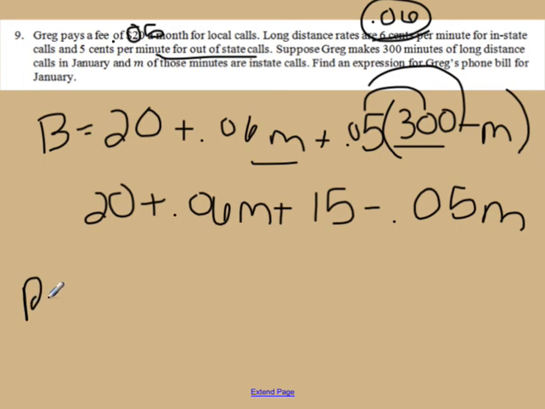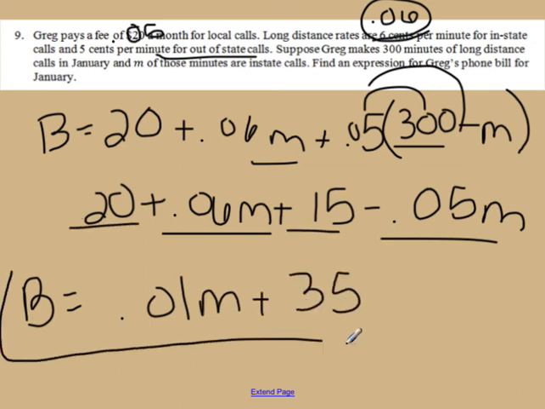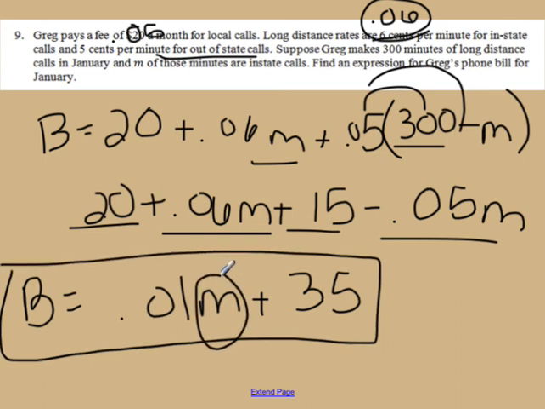Now I just need to combine like terms. 0.06 minus 0.05, I'm going to get 0.01m. 20 plus 15 is 35. So if you know how many minutes you did in state, you can plug that in for m and you can get the total bill cost. Let's take a look at another problem really similar to this.